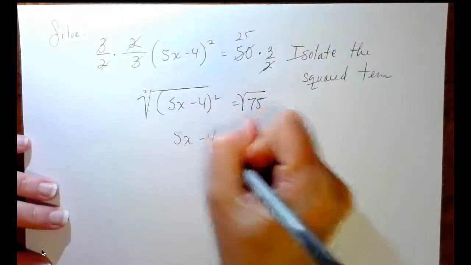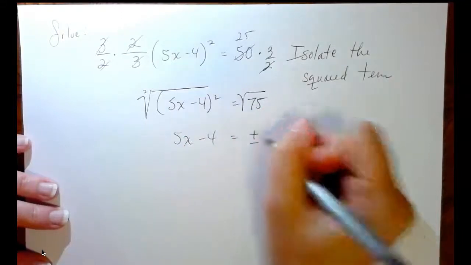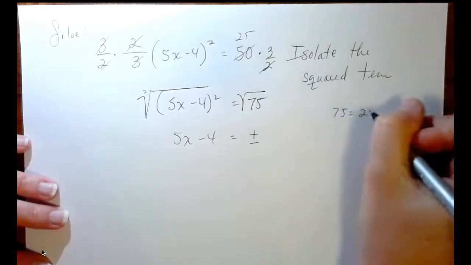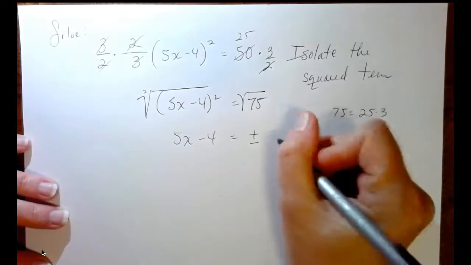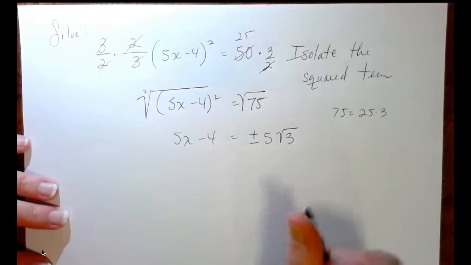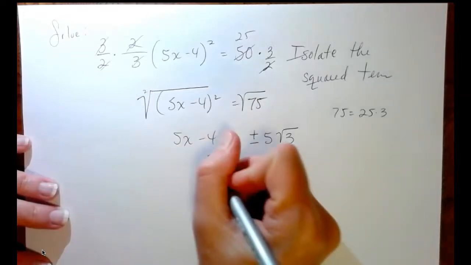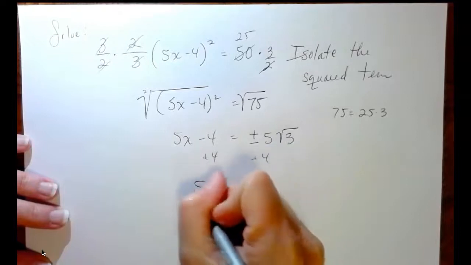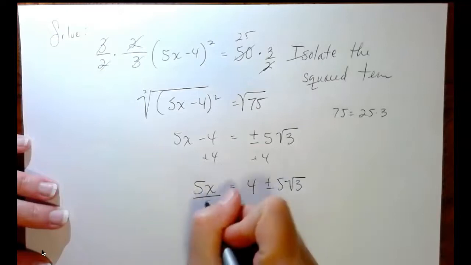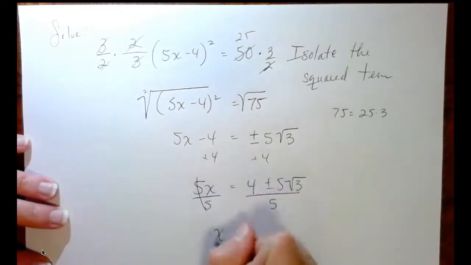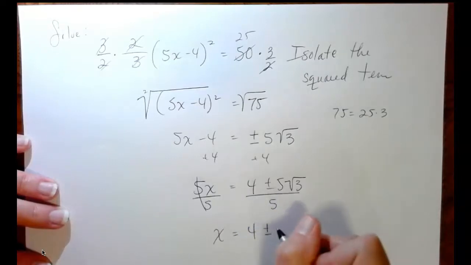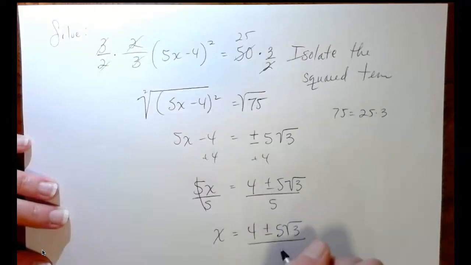We get 5x - 4 = ±√75. And of course, 75 is 25 times 3. That means a 5 is coming out and a 3 is staying under. This is a quadratic equation, which is why we need a plus or a minus. So plus 4, 5x = 4 ± 5√3. Divide by 5, and that is our solution set. x = (4 ± 5√3)/5.